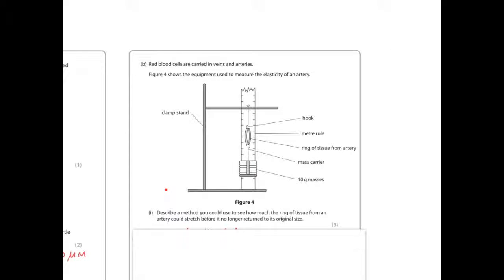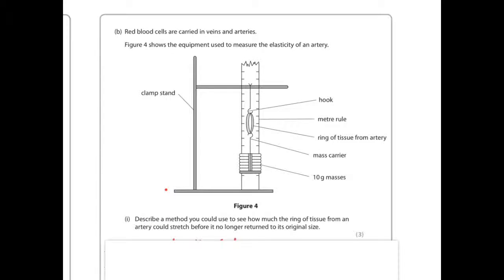Red blood cells are carried in veins and arteries. Figure 4 shows the equipment used to measure the elasticity of an artery. So it's quite a bizarre experiment, this. We've got a ring of muscular tissue from an artery, we've got a hook, and we've got a mass carrier, and we're basically attaching masses to it and extending it, seeing the elasticity of this artery.